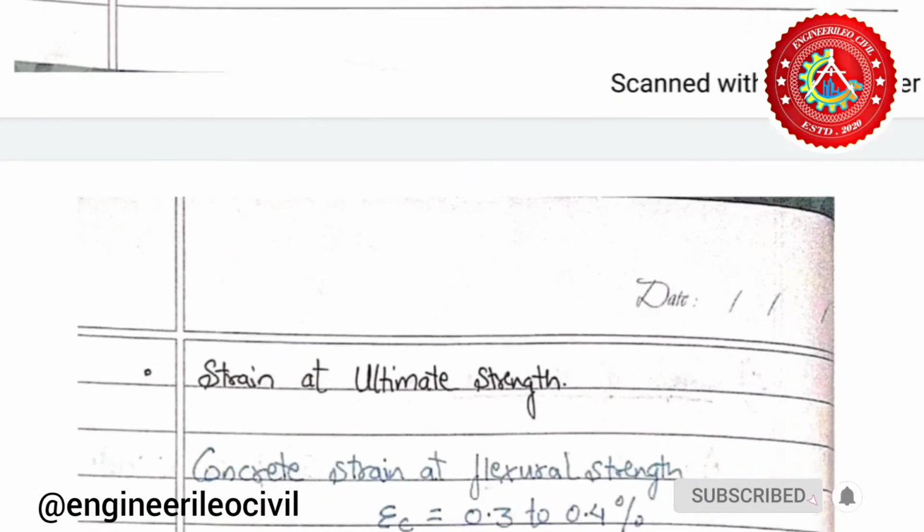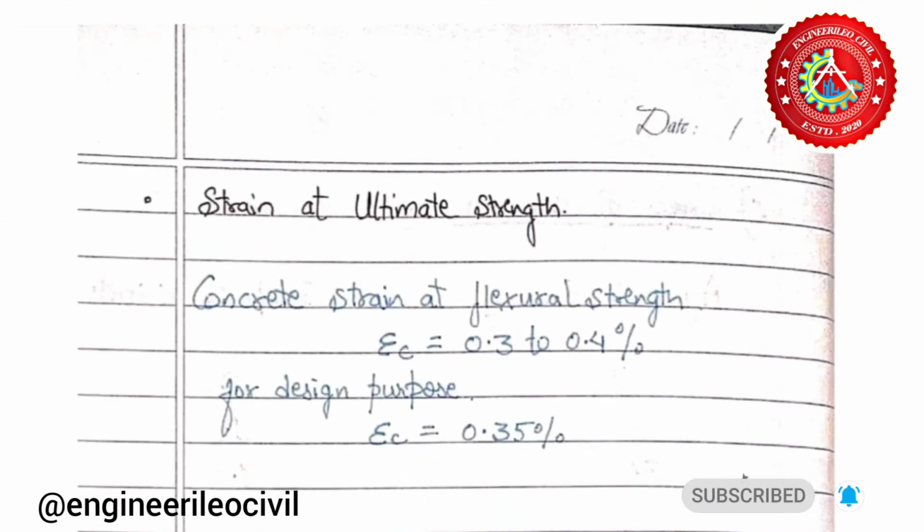Moving forward, here we have seen the strain in ultimate strength. Maximum stress attained prior to failure is ultimate stress. For concrete, it is corresponding to strain of 0.002 for actually loaded member. Concrete strain at flexural strength is 0.3 to 0.4%. For design purpose, it is 0.35% generally.